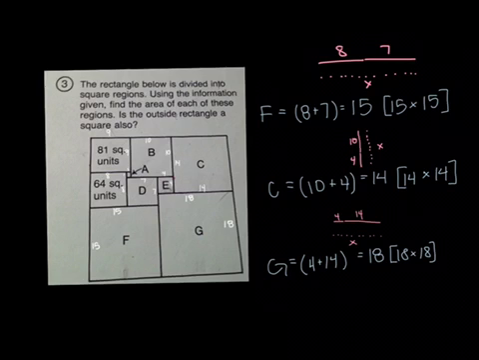And for G, for the last one, we know E plus C will equal G. So E, 4, plus C, 14, equals G, which is 18. So it's an 18 by 18 square.